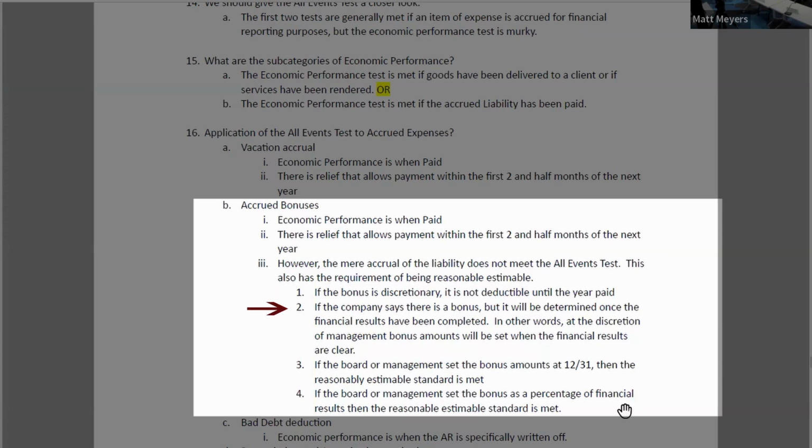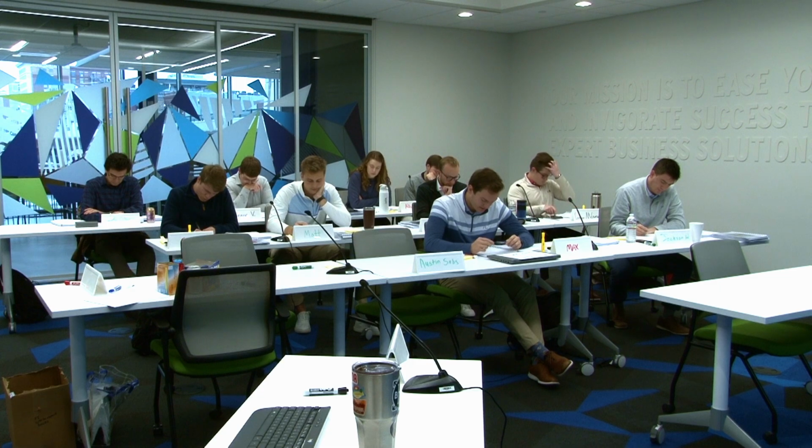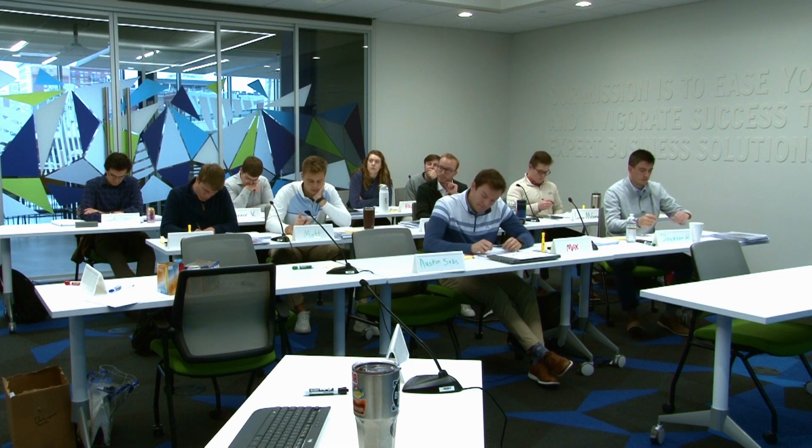If the company says there is a bonus, it will be determined once the financial results have been completed. In other words, at the discretion of management, bonus amounts will be set when the financial results are clear. If the board or management set the bonus amounts at 12/31, then the reasonably estimable standard is met. And if the board or management set the bonus as a percentage of financial results, then the reasonably estimable standard is met. Okay, so let's talk about what that means.